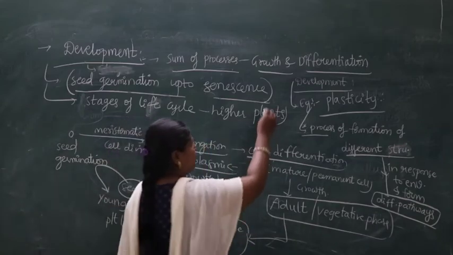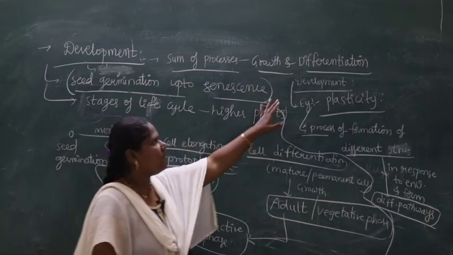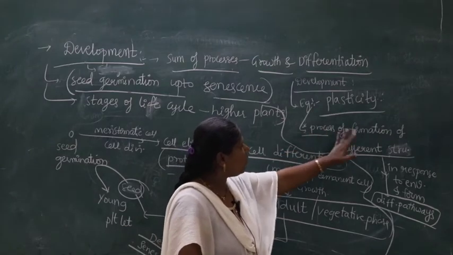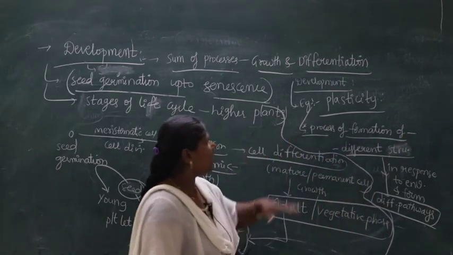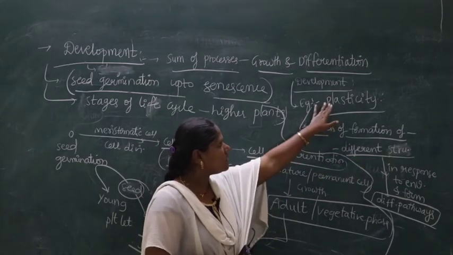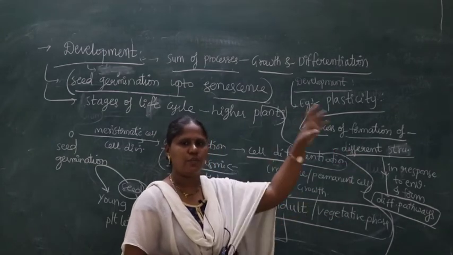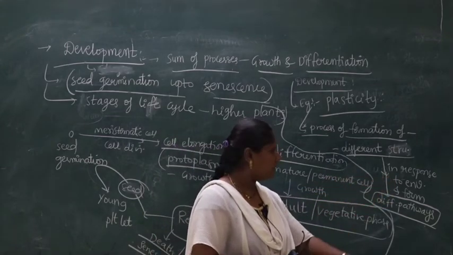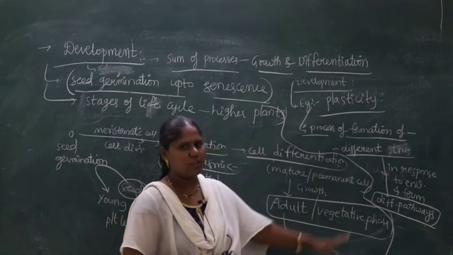I repeat again. What is development? One of the examples for development is plasticity. What is plasticity? The process of formation of different structures within the plant, in response to environment. According to the surrounding environment, they form different pathways. It's called plasticity. With the definition, you don't understand anything.